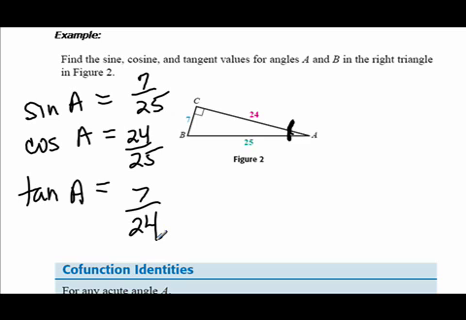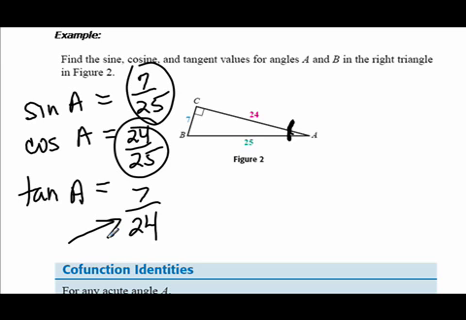Does your sine divided by cosine still apply here? If you were to take 7/25 and divide that by 24/25, do you get 7/24? Absolutely. This fraction divided by this fraction is the same as multiplying by the reciprocal. Your 25s would cancel each other out, and you would be left with 7/24. So that property also still holds.